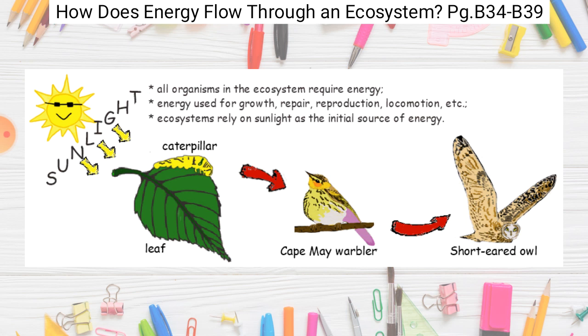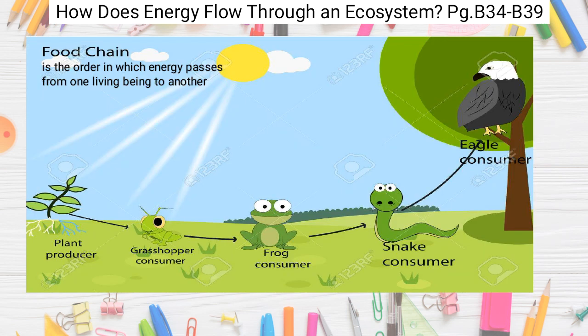Ecosystems rely on sunlight as the initial source of energy. The energy that we receive from sunlight is transmitted to the leaf, which is transmitted to birds and more birds. But how does it work? This is because we have the food chain. The food chain is the order in which energy passes from one living being to another.